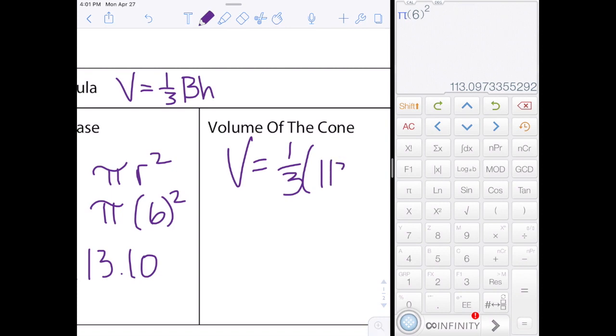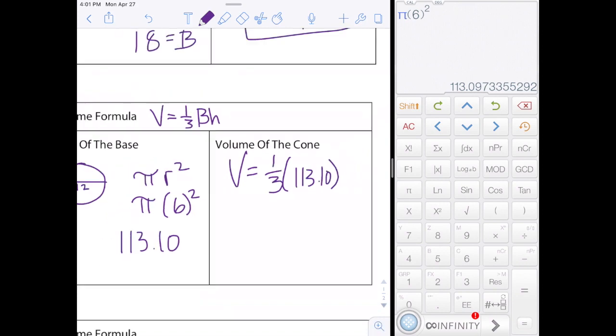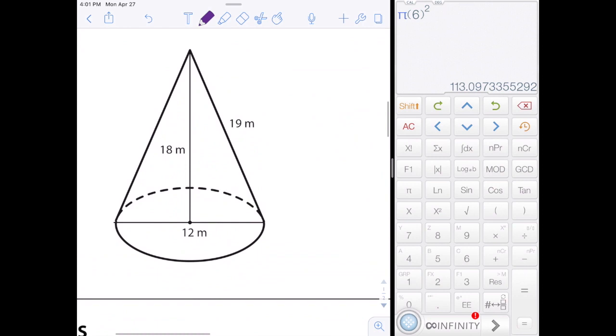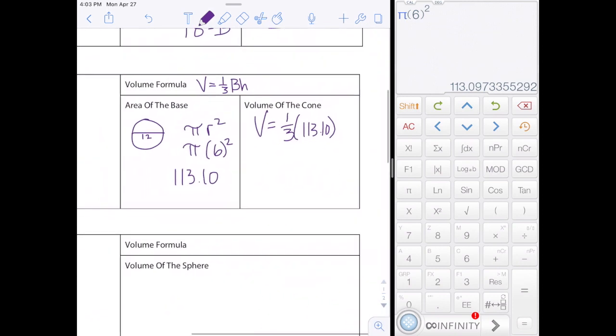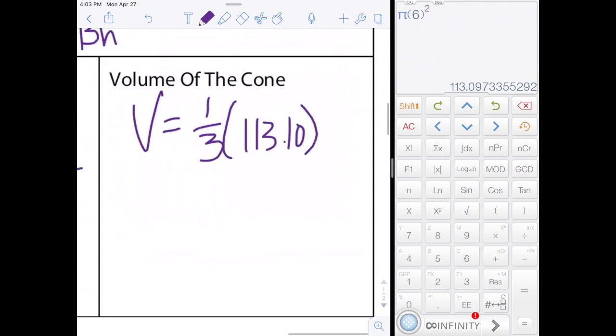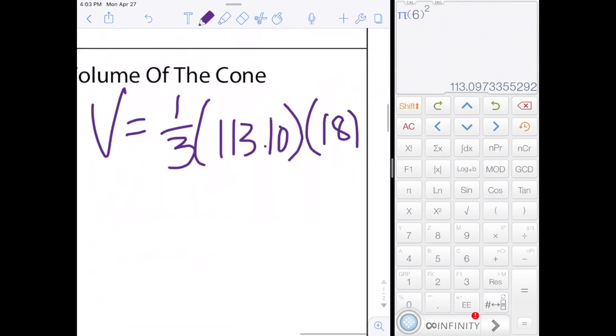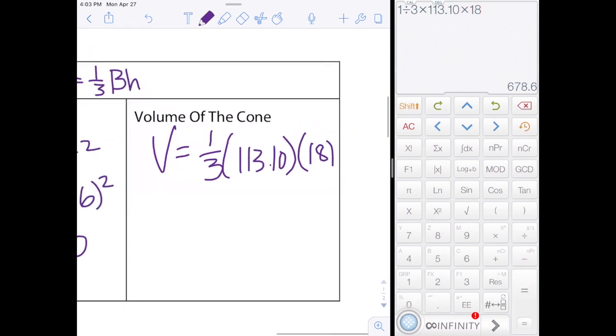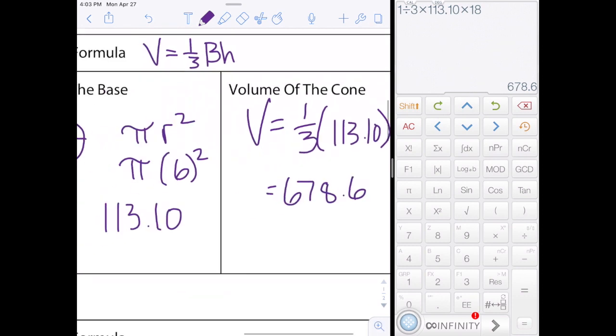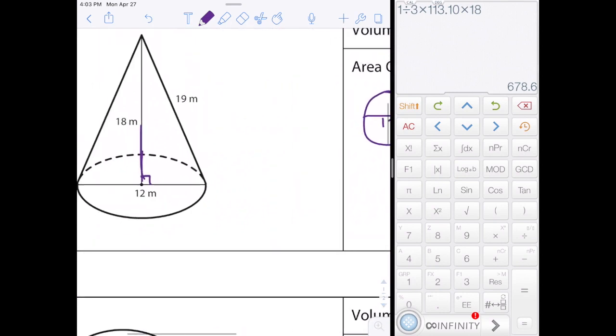So 113.10. My height, now here's the tricky part. We've got 2 different numbers here. And I know I said look for the right angle, and it usually is there, but it's the one that's going to go straight up, so through the center. So 18 is our height in this one. So again, 1 divided by 3 times 113.10 times 18. I get 678.6 meters cubed.